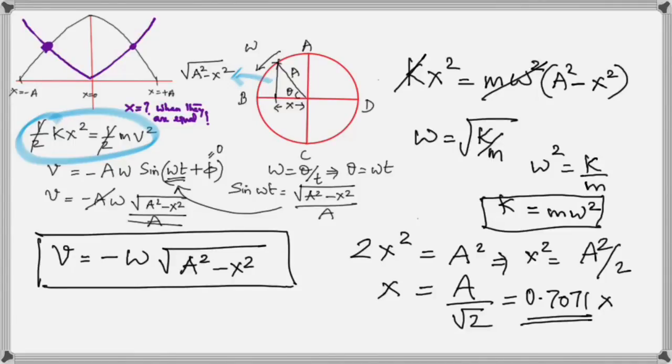On your calculator, try 1 by square root 2. That's a term that repeats in physics many times, the 1 by square root 2. In semester 2, it will come back about 5 times. It's 0.7071.